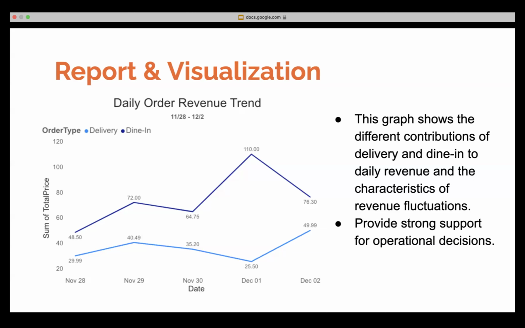We can see that dine-in revenue contributes more to the overall business. We should analyze the reasons for this and maintain continuous growth. Delivery order revenue is lower overall and needs to be further analyzed to enhance its growth potential. This graph can provide us a strong support for operational decisions.